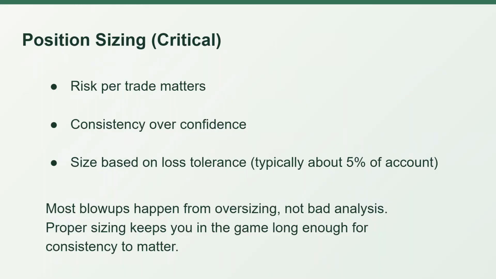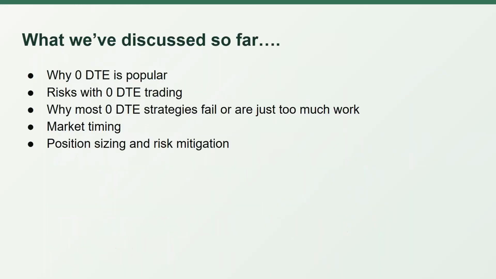The risk per trade matters. You want to have consistent small wins rather than going for really large 100%, 200% wins or anything like that. And you want to be sized based on your loss tolerance. Like I said, the most blow-ups I've seen are from people going into zero DTE trading with much too large positions, getting greedy and hoping for doubling a large position. That is definitely a recipe for failure.